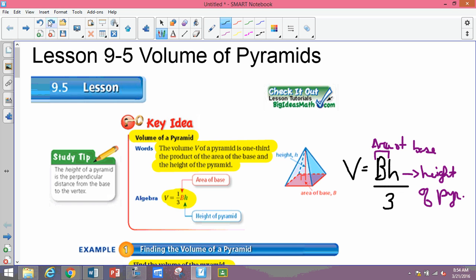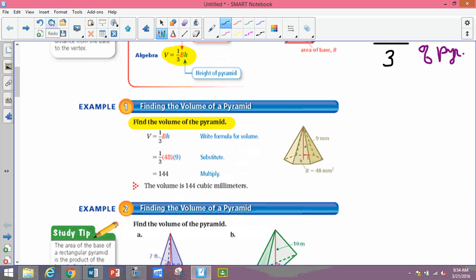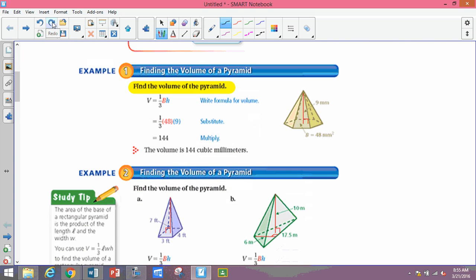So it really is quite simple. It's very similar to prisms, except that in this instance, you have to make sure that you divide it by 3, okay? All right. So if you look at this first example, we're going to find the volume of this pyramid, and I think it's a hexagonal pyramid.